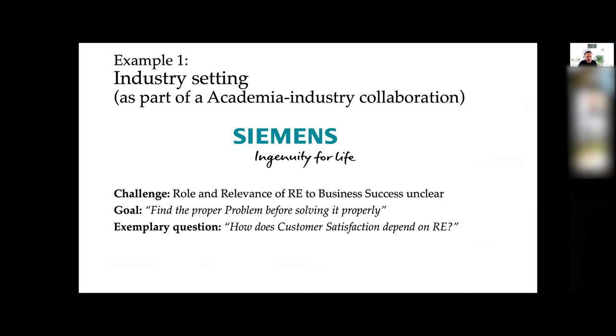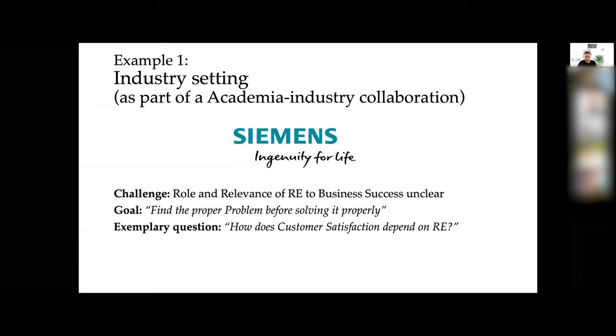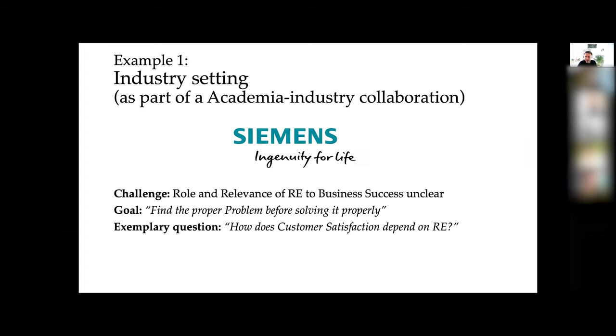Now, let me start with the very first example, a purely industrial setting for applying empirical research methods. This example I brought from a past academia-industry collaboration I have been involved in. We have been collaborating for many years with a company, Siemens. I'm not sure if you know Siemens. Siemens is a very large company. I think the last time I checked, it's 10 times the size of Karlskrona, I would say. Very, very large, with many, many employees.